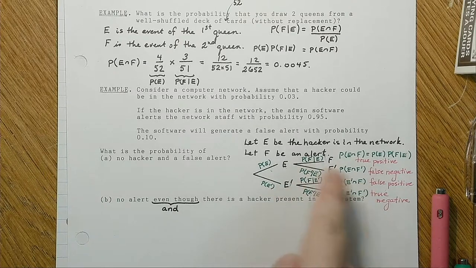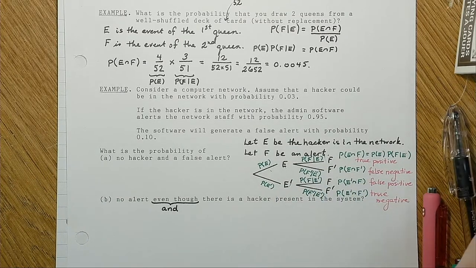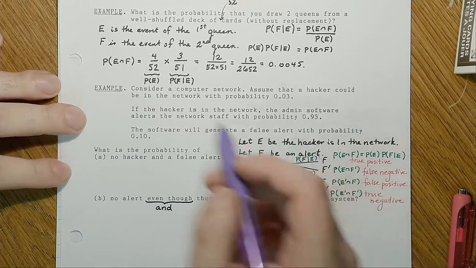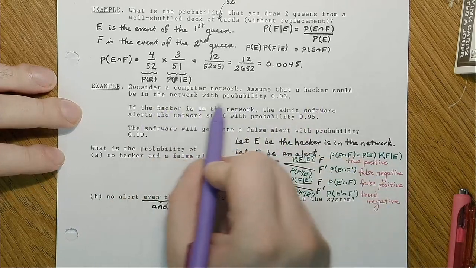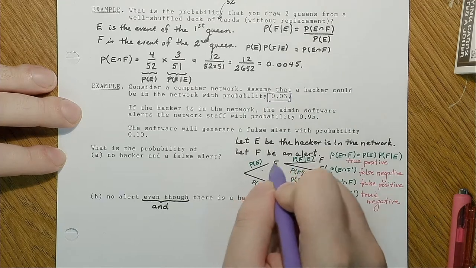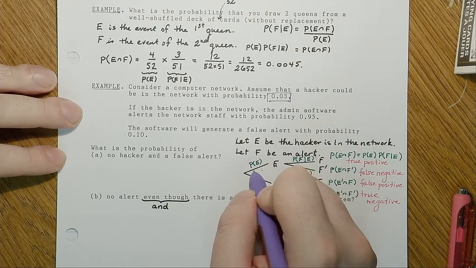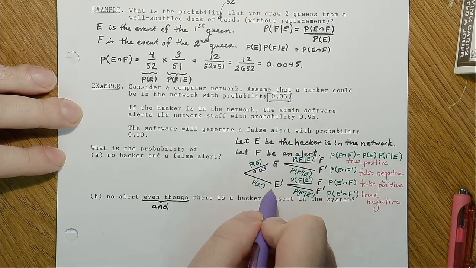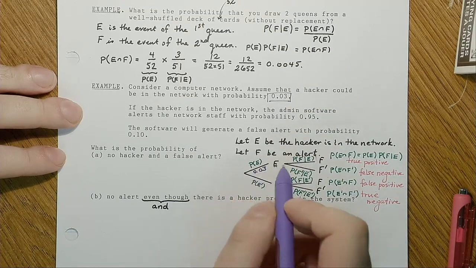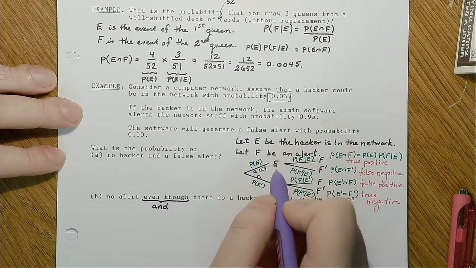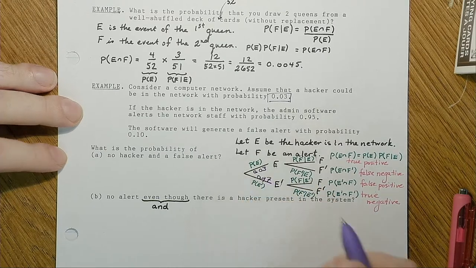So now that I've labeled this tree diagram, what I need to do is use the information that we have from the question. So we're told that the hacker could be in the network with probability 0.03, which means over here, the probability that there's a hacker in the system to begin with is 0.03, which means that the complement should be 1 minus 0.03. So the probability of no hacker in the system is 0.97.